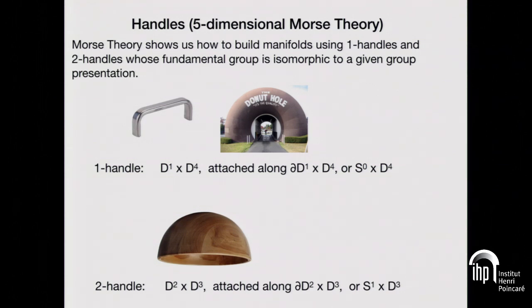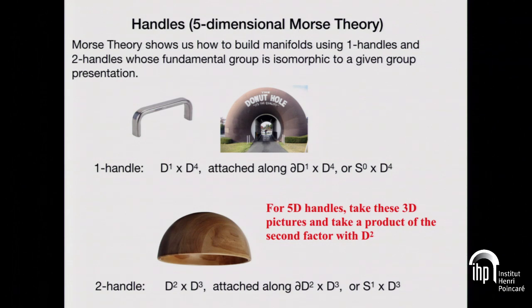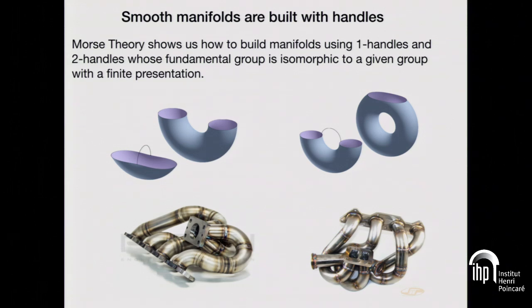And a two-handle is very similar. This is a three-dimensional two-handle. It's a D2. The bowl is a D2 cross D1. In five dimensions, we take a D2 cross D3, and we're going to glue it onto a manifold using an S1 cross D3. So that's a five-dimensional one and two handles. It's really just these pictures crossed with D2. So Morse theory says we can build all kinds of things with handles, any smooth manifold.